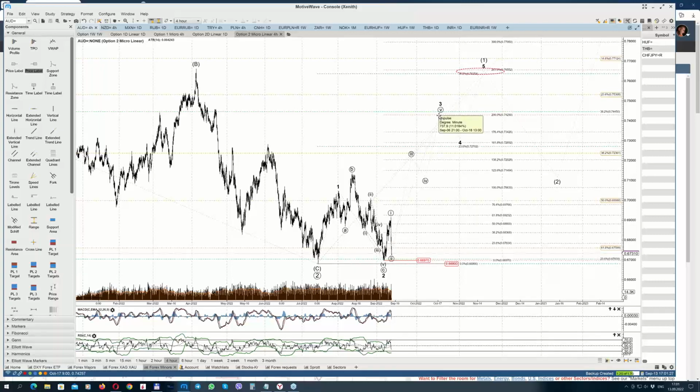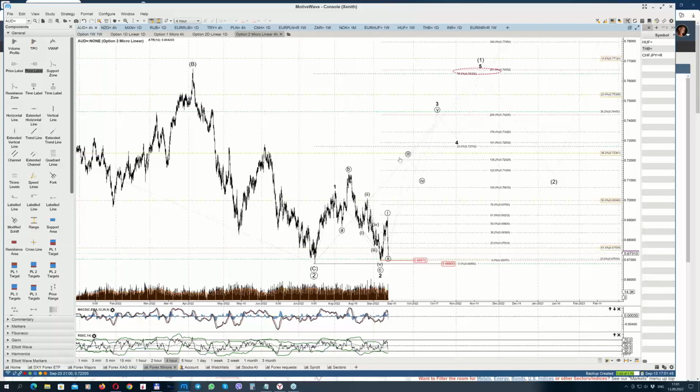Both counts seem to be low probability, therefore I'm going to watch the reaction to the key signal lines, the previous low at 0.6697 and 0.6680. Above this level, this very bullish scenario remains intact.